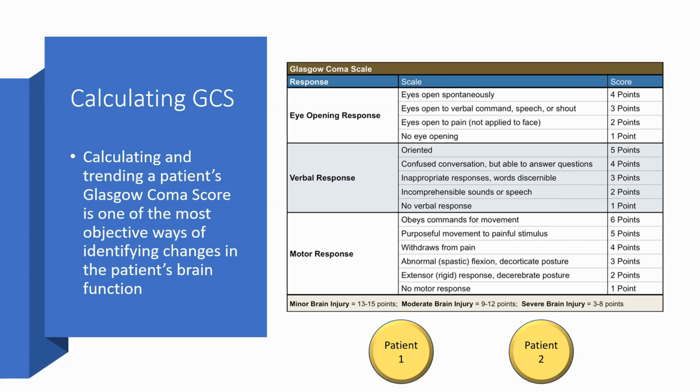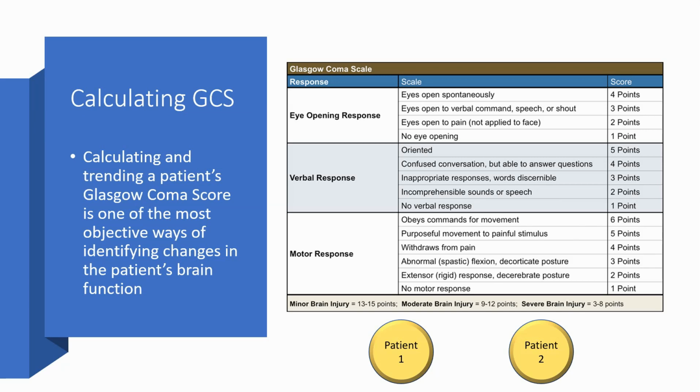Looking then at motor response, right? We have abnormal flexion or decorticate posture, or extension or decerebrate posture, right? For 3 points and 2 points respectively. In those situations, I always have people say, well, what happens if they're posturing and they're decorticate on one side and decerebrate on the other? And that actually is possible.